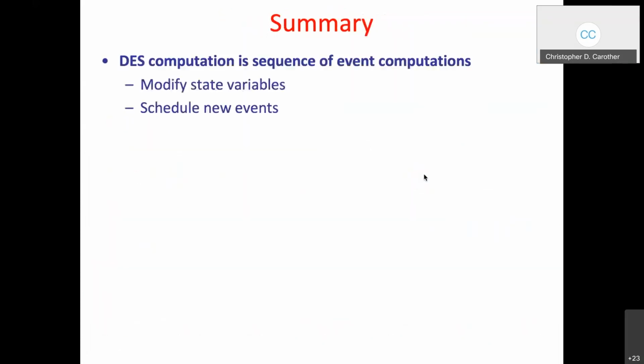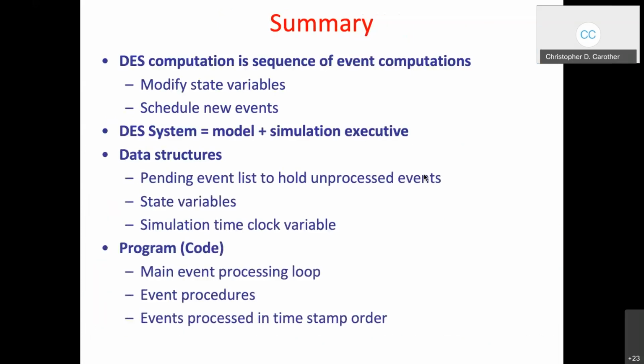All right. So again, the summary here is that these discrete event computations are really two major pieces. We can modify our state variables and schedule new events. With that, we can divide a two-tier system, which has the model at the top level, your application, and then the simulation executive. Under the covers, of course, we need some core data structures. In particular, we have to have a pending event list to hold unprocessed events in the system, which I'll talk a little bit more about. At the top level in your application, you have your state variables as well.